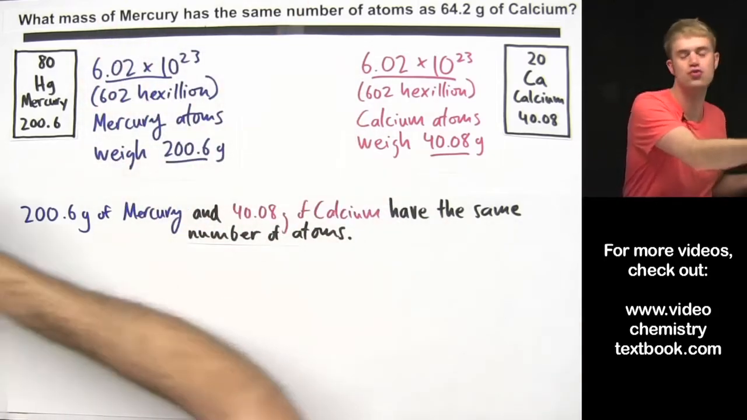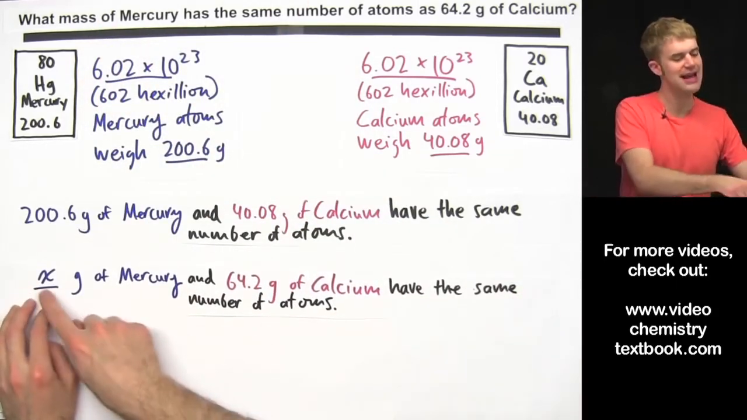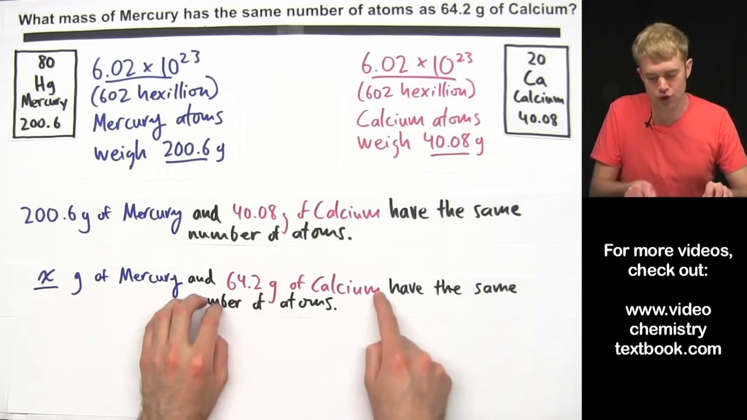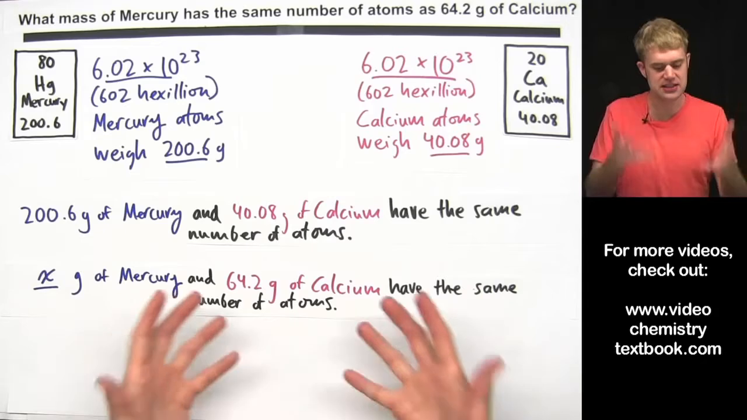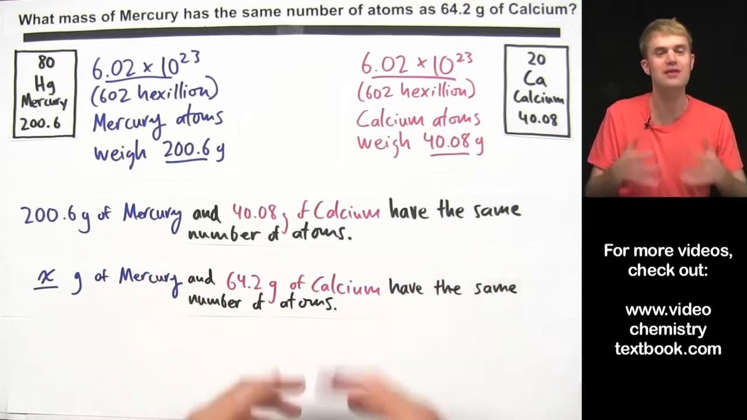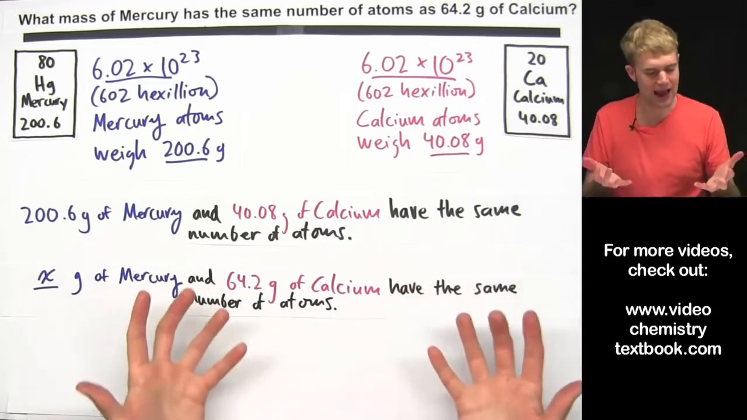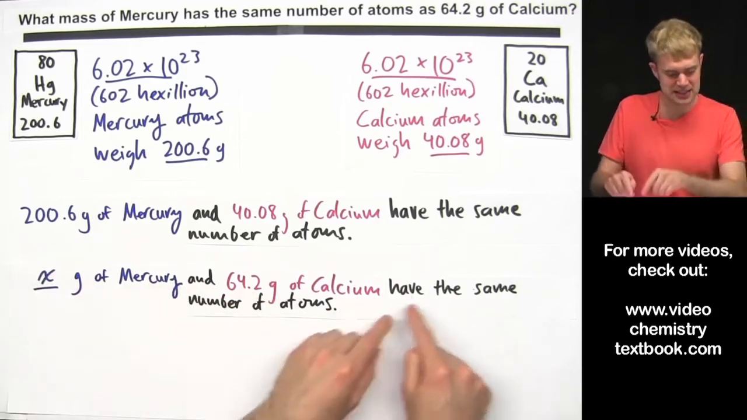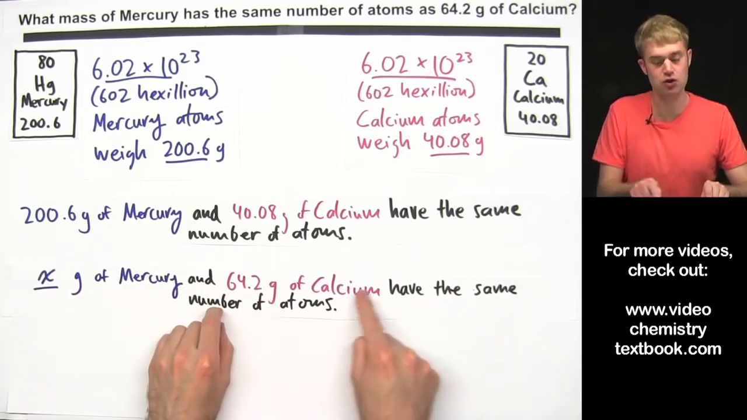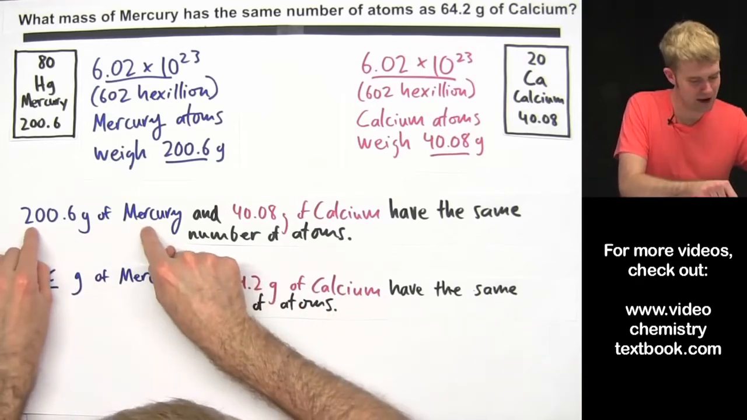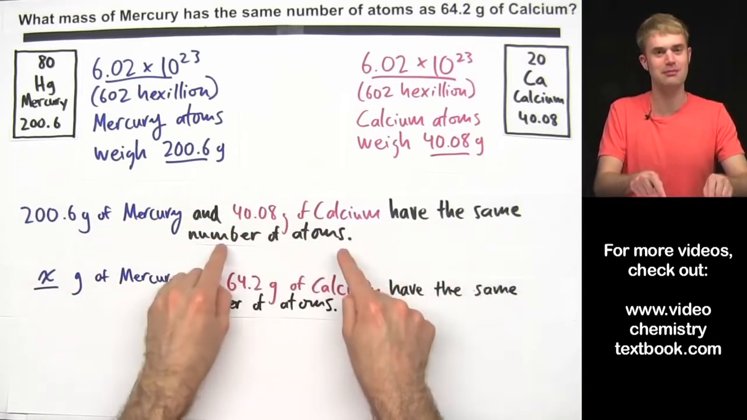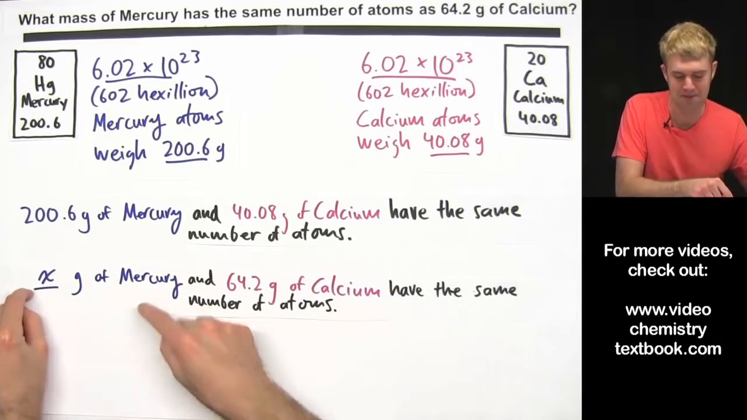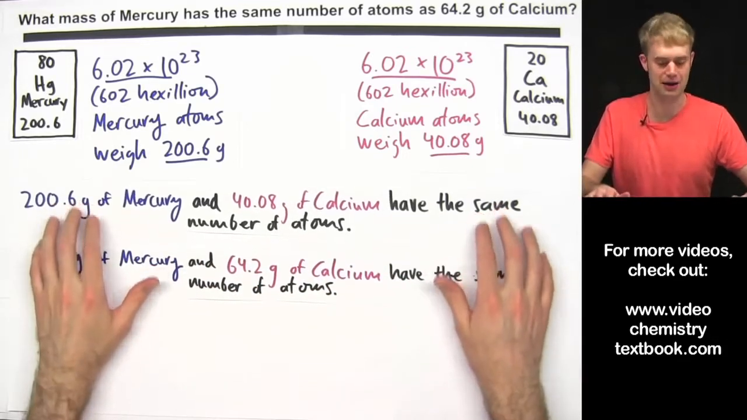What the question is really asking is sort of like X grams of mercury and 64.2 grams of calcium have the same number of atoms, right? That's not really a question, but it's a statement, okay? It's like, what amount of mercury has the same number of atoms as 64.2 grams of calcium? This amount of mercury and this amount of calcium have the same number of atoms. This amount of calcium and how much mercury have the same number of atoms, okay?